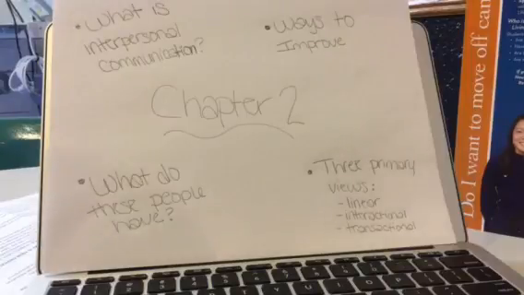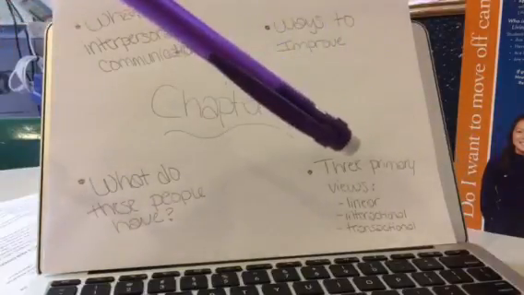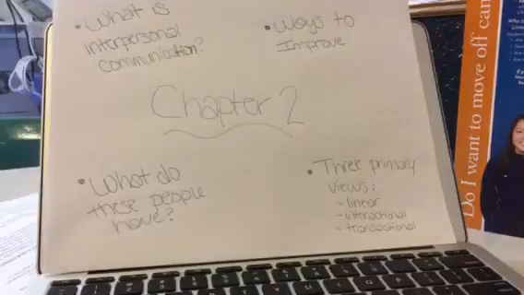A communicator is the one making the message, and then the sender is the one who makes the message and gives it to the receiver. The receiver is the one who interprets and decodes the message. I apologize, the sender is the one doing the encoding.